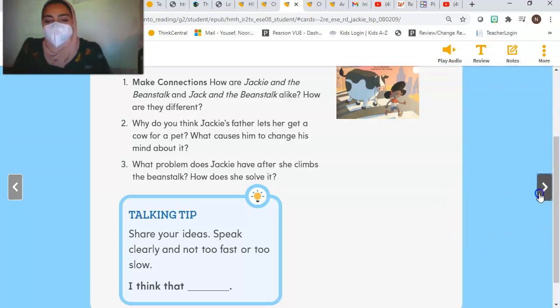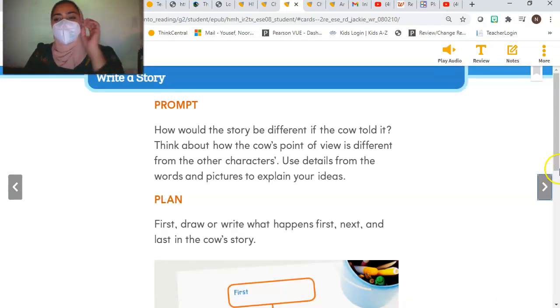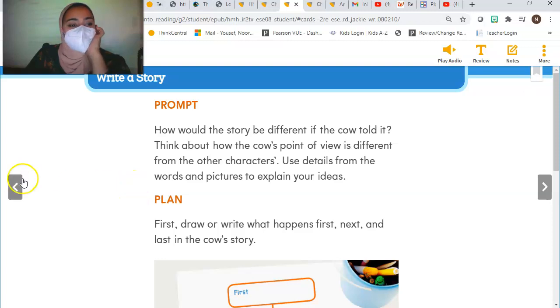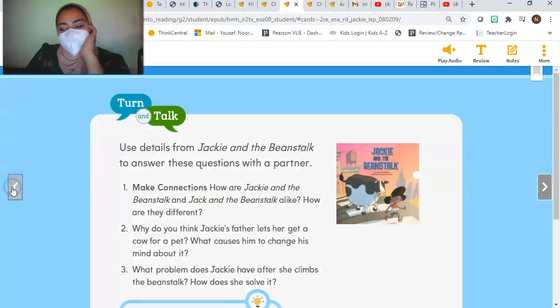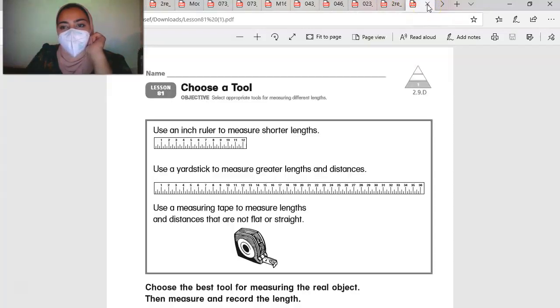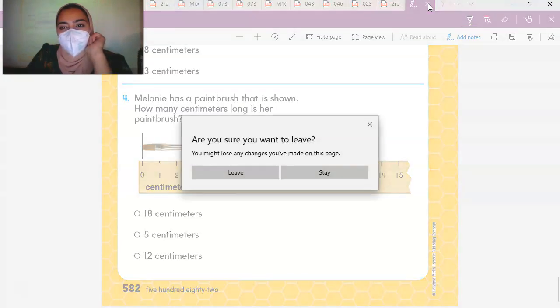Okay, that's all we're doing today. You guys don't have to write those questions down. Tomorrow, though, we are going to do some planning and writing with this story. Right now, you're going to go ahead and take the quiz for Jackie and the Beanstalk. It's located in your reading packet. When you're done with that, or before you start that, we are going to do this worksheet together as well. Let me pull it up real quickly.